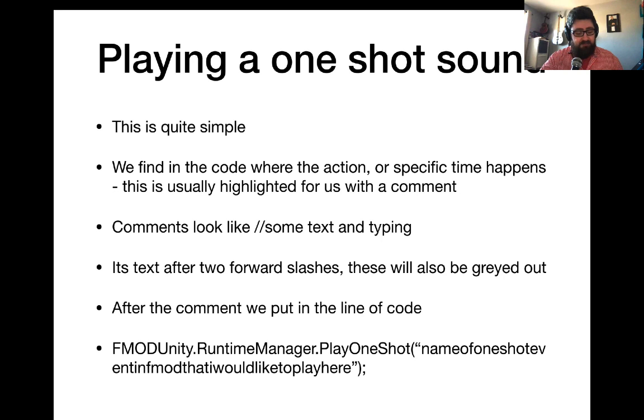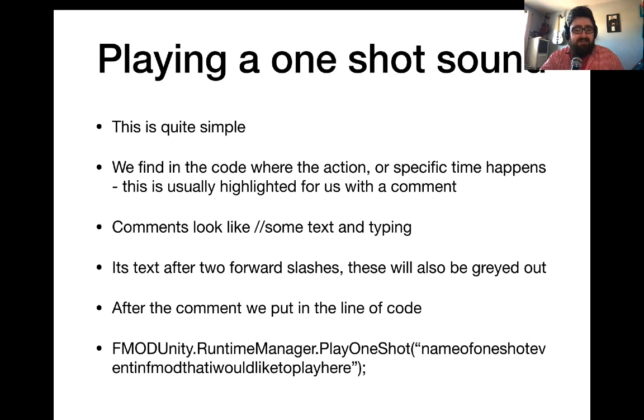What we're going to do is scroll to our script. We find in the code where the action, or where a specific thing, happens. This is normally highlighted for us with a comment. Comments look like 2 forward slashes with some text, and they're also grayed out. And then on the line directly after the comment, we put in a line of code.